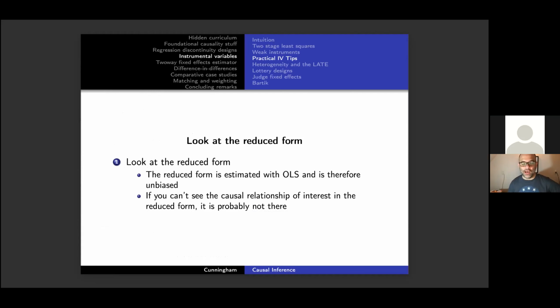Now, and then the second thing we've looked at is strength. Now, having said that, what are some practical IV tips? Number one.